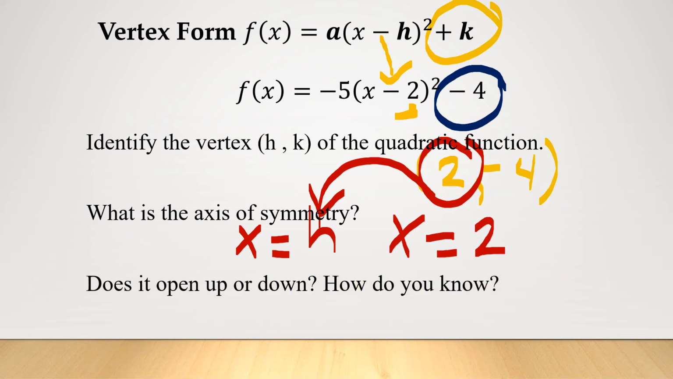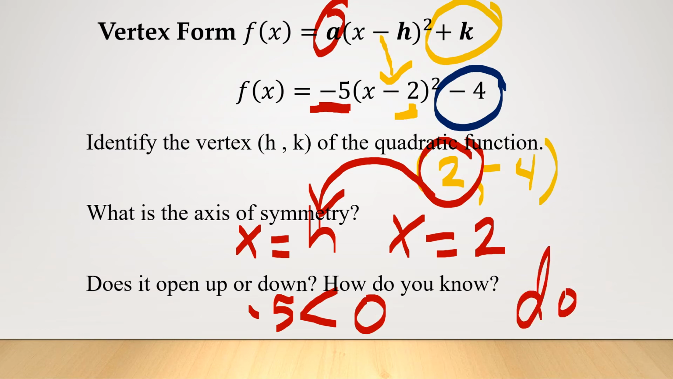Does it open up or down? How do you know? Well, the a coefficient, which is -5, determines this. So since -5 is less than 0, this parabola is going to open down.